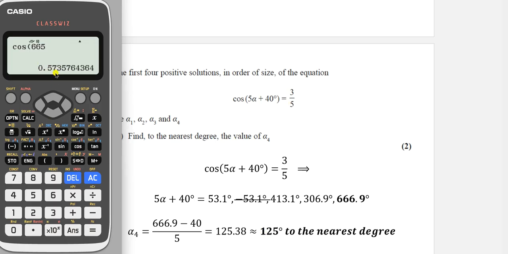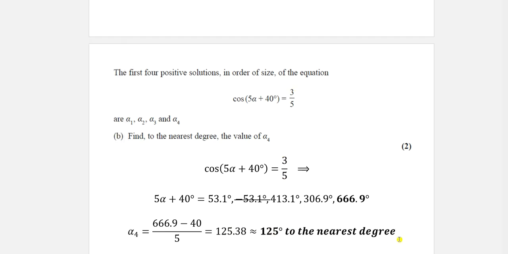If here we tried cos of 666, so 126 times 5 and 40 is going to be somewhat bigger. That comes out 0.64. So either side of my 125.38, you can see we're getting answers either side of 3/5. But the main thing here that you're not necessarily going to get by checking on a calculator is that this is the fourth positive solution.